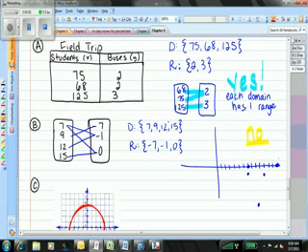Wait, so what if they don't give you that? If they don't give you which thing? The one to the left? They're going to give it to you either in a table, in a mapping diagram, or in a graph. And because we know how to make all of those things, or they might give you a list of coordinates, you could figure it out.